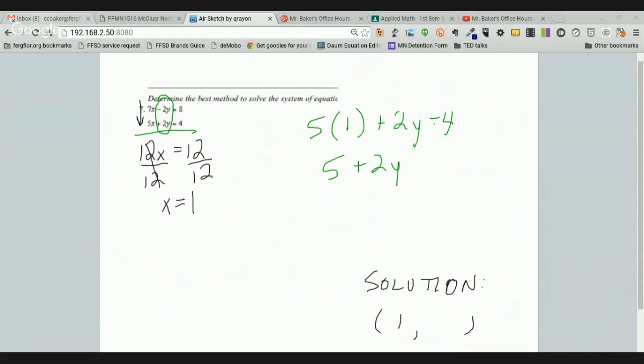Five plus 2y equals 4. Subtract 5. Make sure I'm doing this right. Put my x right there. X was 1. 5 times 1 plus 2y equals 4. Okay. I didn't remember seeing on the key that any of these were going to be fractions, but that's okay.